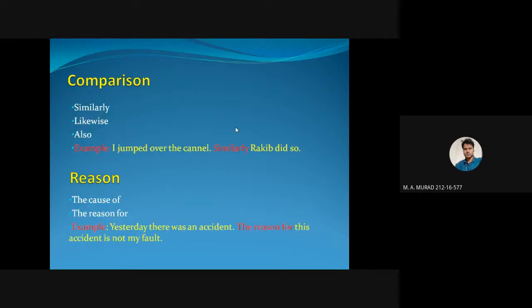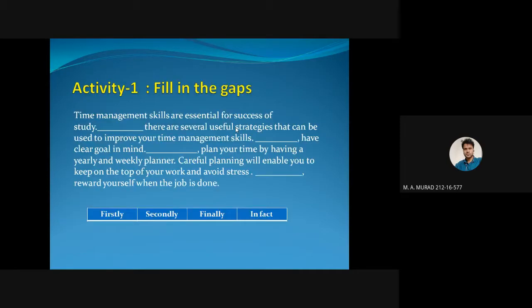In our next slide, we discuss comparison and reason. Comparison means comparing two things. We should use similarly, likewise, also, these types of words for comparison. And for reason, we should use words or phrases like the cause of, the reason for. In the next slide, we have an activity for the students. Four linking words are placed below, and the students should place the linking words in the appropriate positions using what they learned in the previous slides. Let's move on to the next slide.